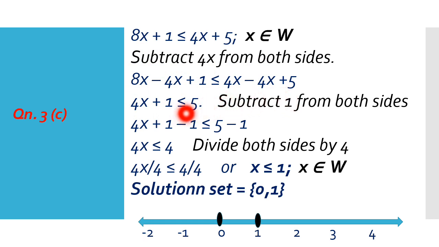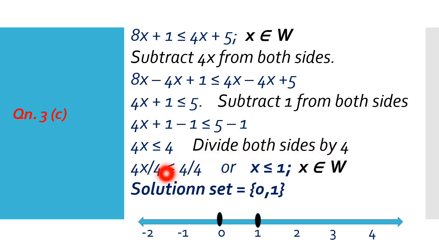Now we'll subtract 1 from both sides, because of this 1. So 4x plus 1 minus 1, and on the right hand side also 5 minus 1 is subtracted. So we have 4x is less than or equal to 4, and now we can divide both sides by 4.